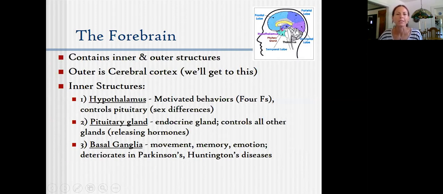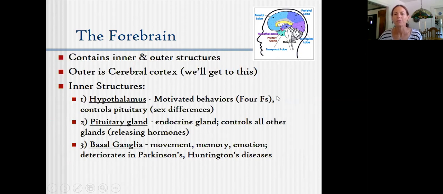Okay, the forebrain. The forebrain will contain some inner and outer structures, and the outer structure is the cerebral cortex, and we'll get to that a little bit later. But first, let's look at the inner structures. We have the hypothalamus, and the hypothalamus is involved in motivated behaviors.